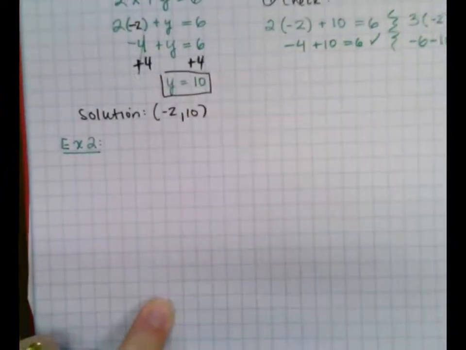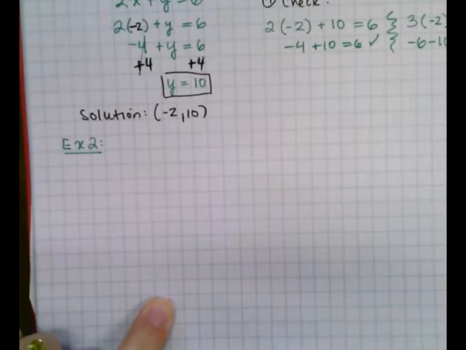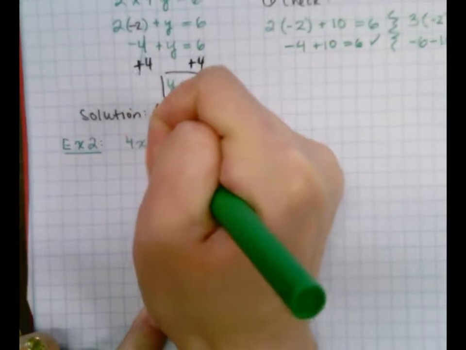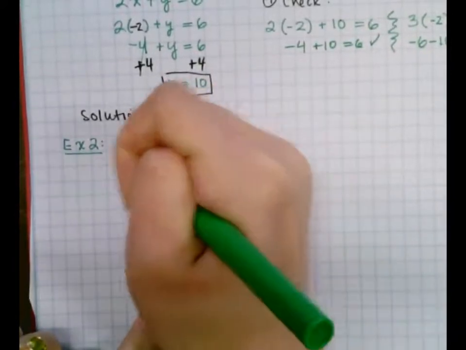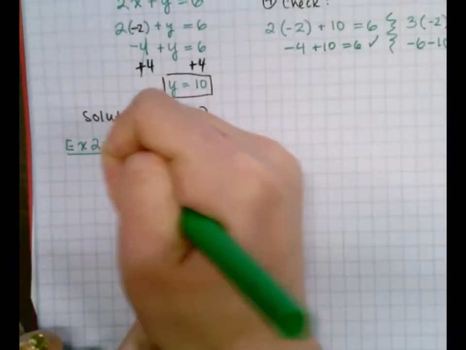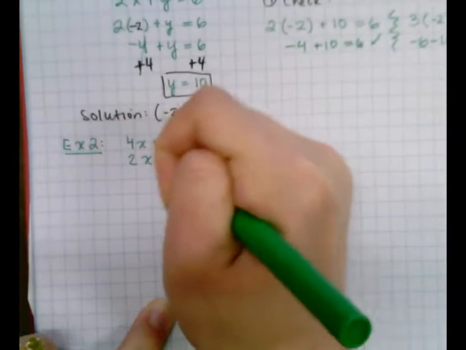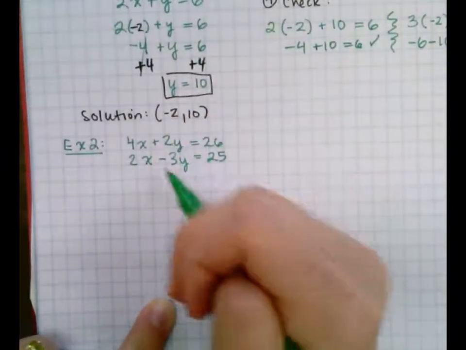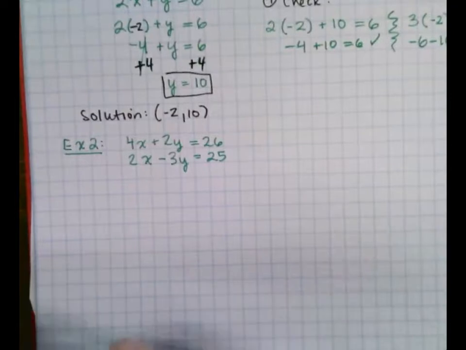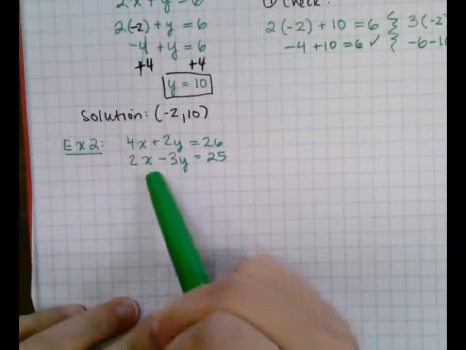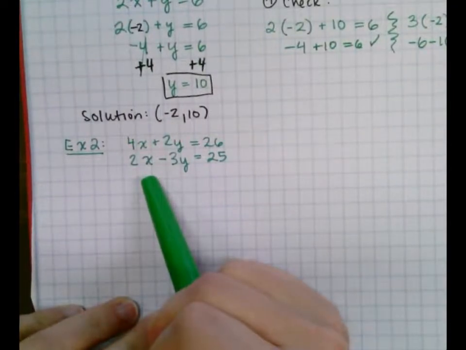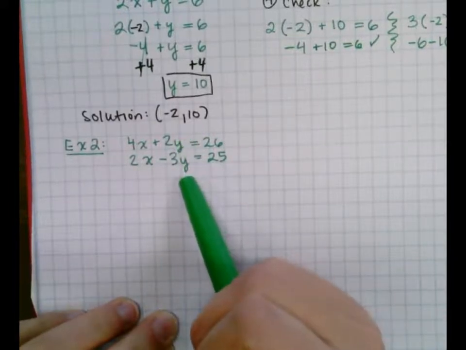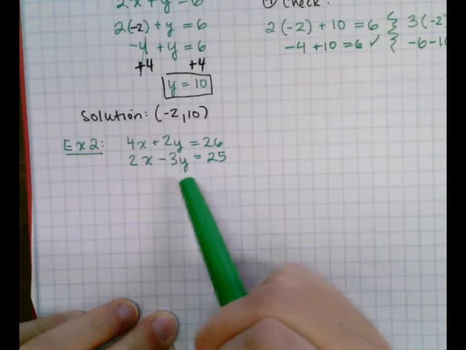So my next example is 4x plus 2y is equal to 26, and 2x minus 3y is equal to 25. Now, if I start by thinking about adding here, what I notice is that if I add 4x and 2x, I get 6x, and that doesn't cancel anything out. And if I add 2y and negative 3y, that gives me negative 1y, so that doesn't cancel.